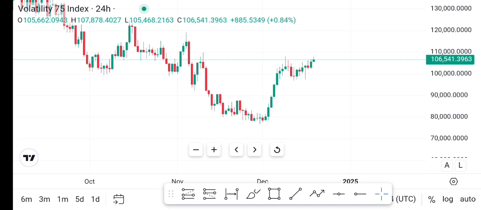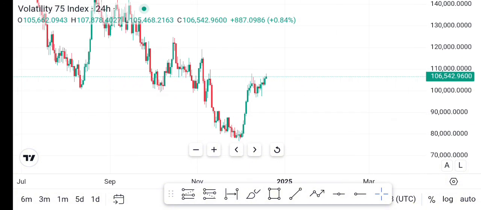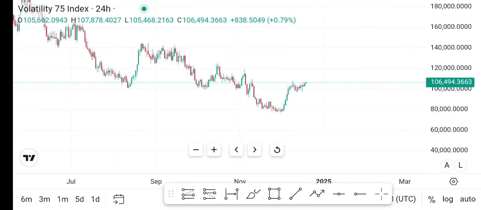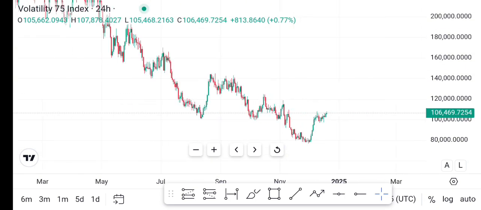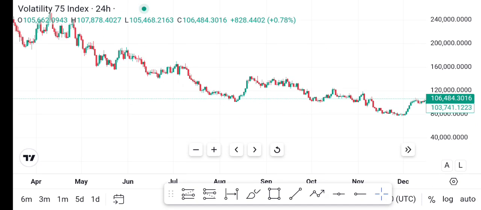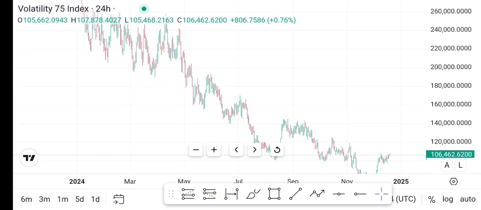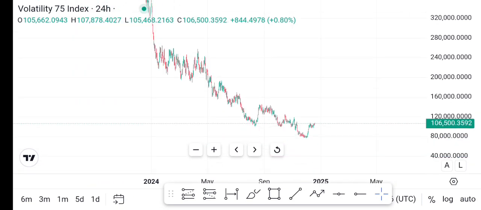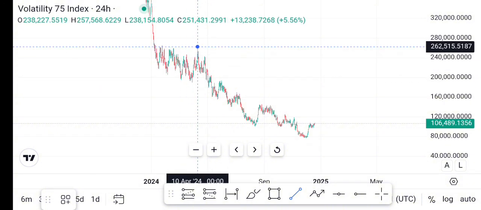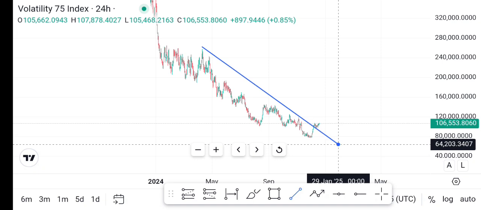So right now we are on the high time frame, which is daily. We are going to see the conditions of the market, or how the market is behaving. We can see that the market has been making lower lows and lower highs. If you look, for many days we have been in this overall downtrend. From here up to this side, we are in a long downtrend.